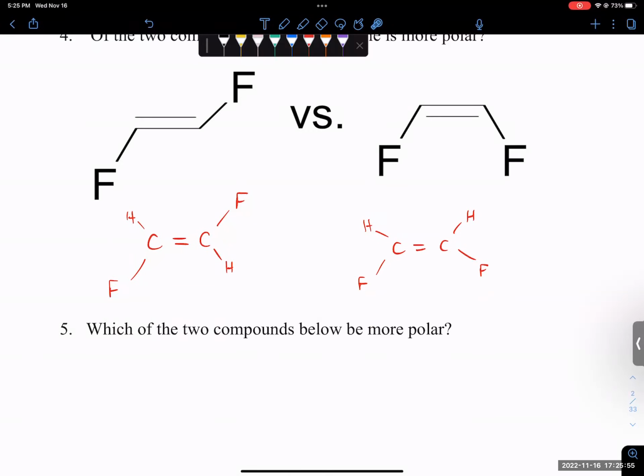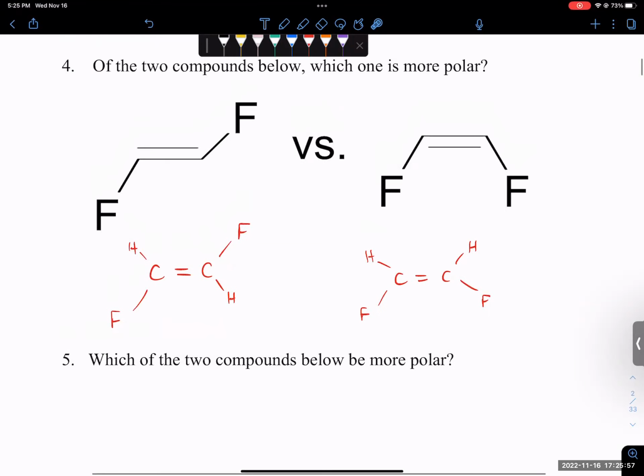The one that's going to be more polar is the one with a greater net dipole. I'm not sure if y'all learned about this. We can imagine that these two fluorines are tugging on each other in equal and opposite directions, meaning there's not really going to be a net dipole.